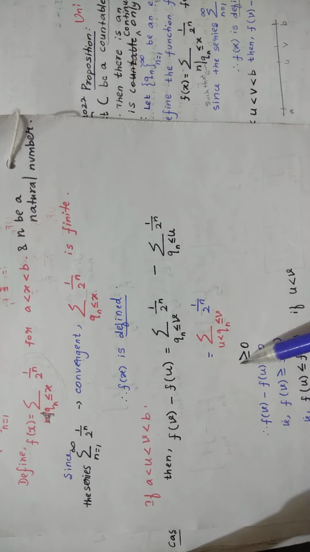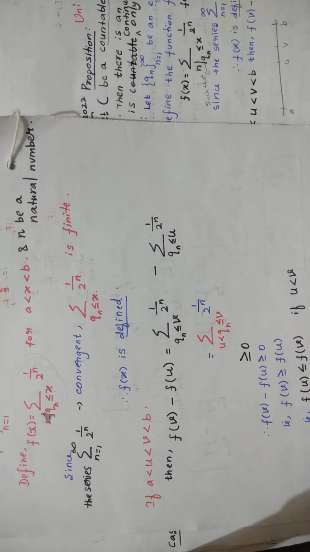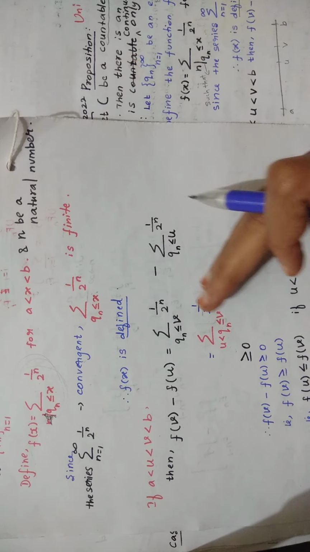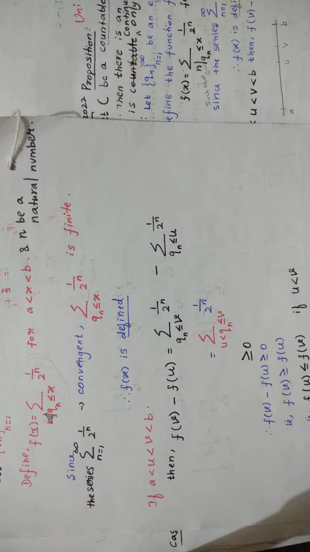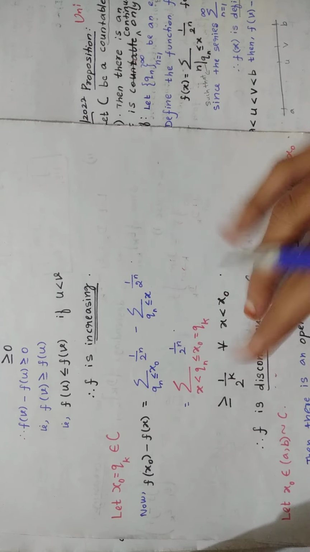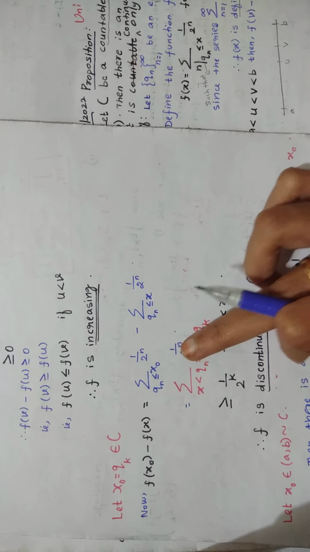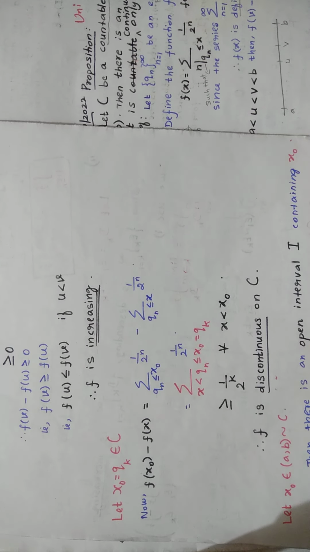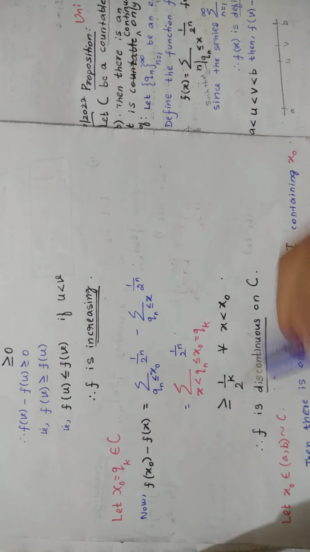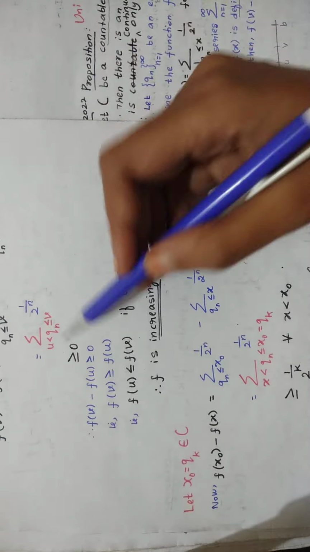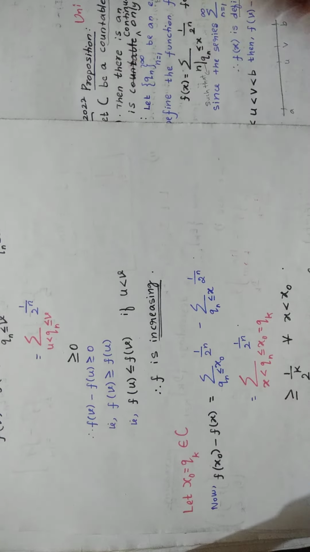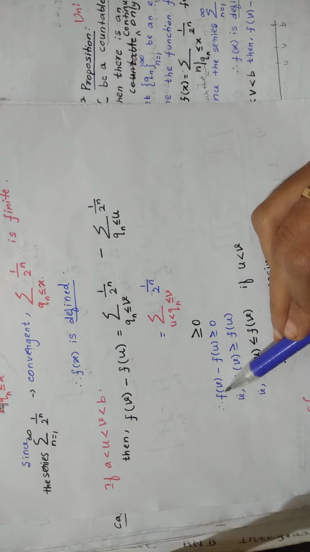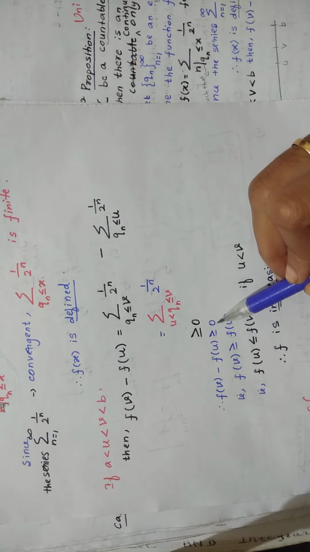Now this value will be greater than or equal to 0. I have no proper explanation for why this value is greater than or equal to 0. Similarly, you will have another part also. Here, the value of this you will put greater than or equal to 1 by 2 power k. I also do not have a proper understanding of these two. So for this you are putting greater than or equal to 0. You got f of v minus f of u greater than or equal to 0.